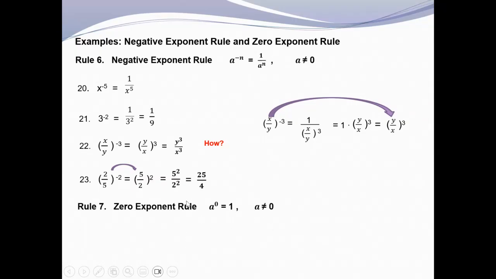Now comes rule number 7, the zero exponent rule. If you have a to the 0, it will always be 1, and a cannot be 0. So x to the 0 will give us 1. Parentheses 5xyz close parentheses to a 0 power is going to give us also 1.